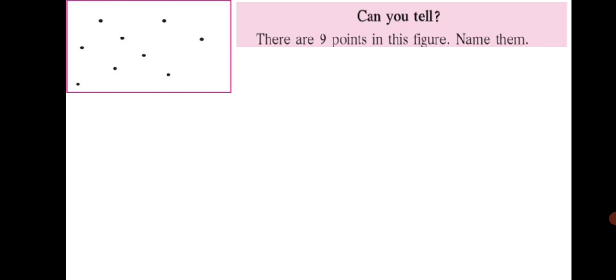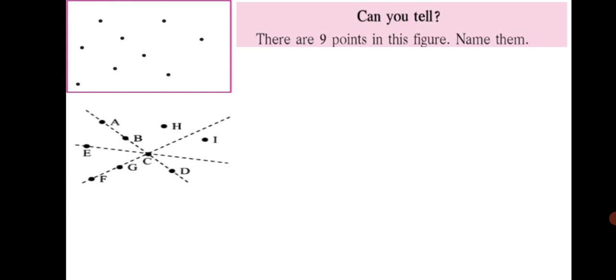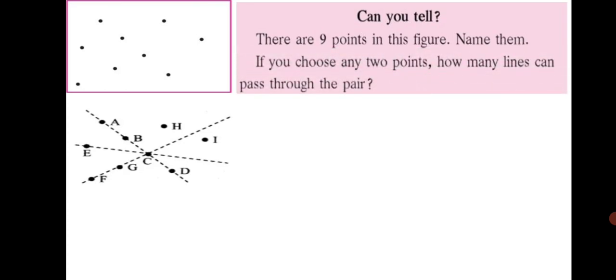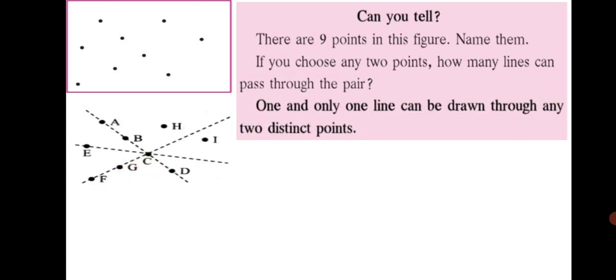Can you tell? There are 9 points in this figure. You can name them. So let's name them A, B, C, D, E, F, G, H, I. After naming them, what we have to do is, if we choose any 2 points, how many lines can pass through the pair? So let me choose 2 points, say A and B. How many lines can you see passing through both A and B? Only one. If I choose F and G, through F and G, only one. That means one and only one line can be drawn through any 2 distinct points.